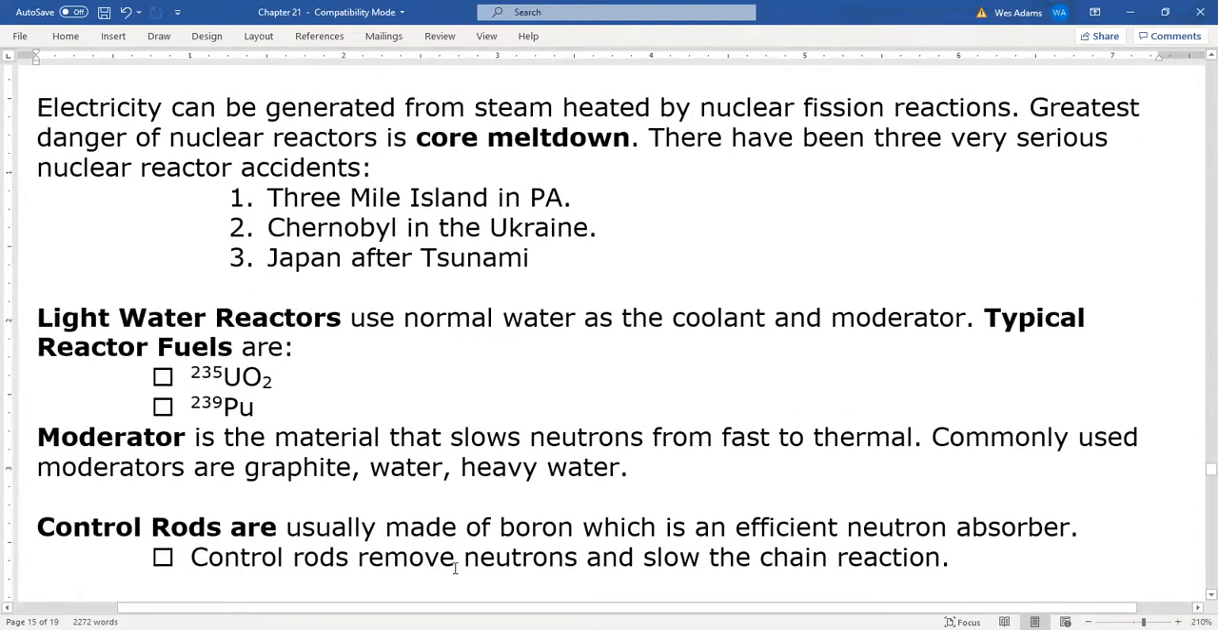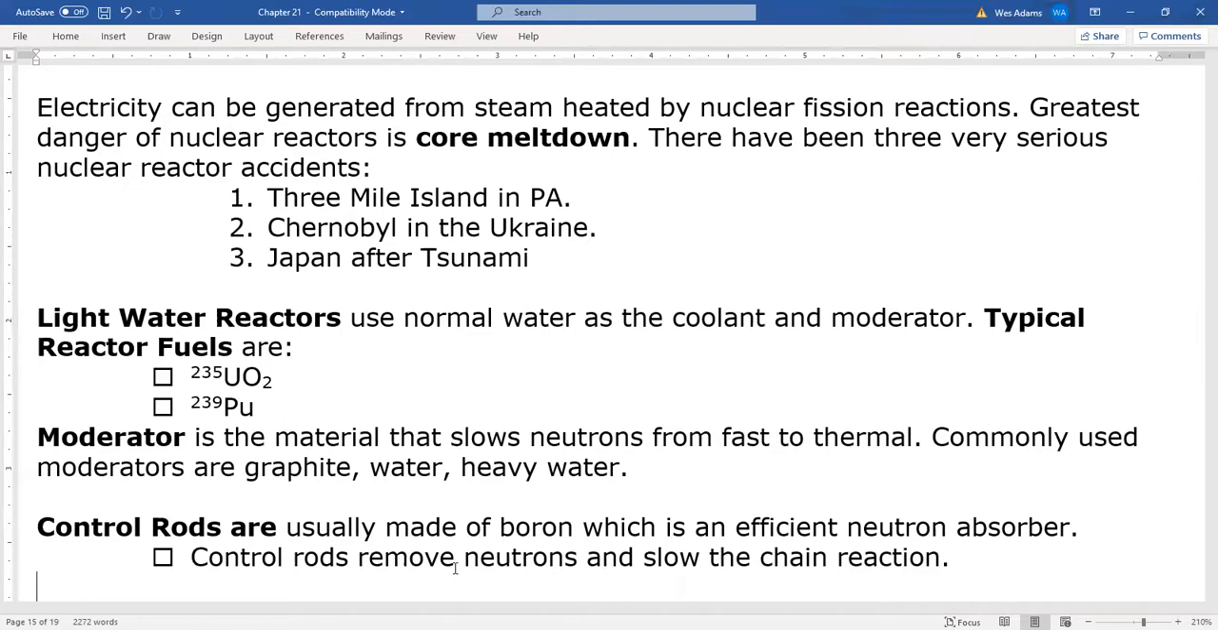The control rods are usually made out of boron, which is an efficient neutron absorber, which reduces the number of neutron collisions. So it's designed not to reach a critical mass, where you would have a nice mushroom-shaped cloud where your power plant used to be. These are specifically designed not to do that.